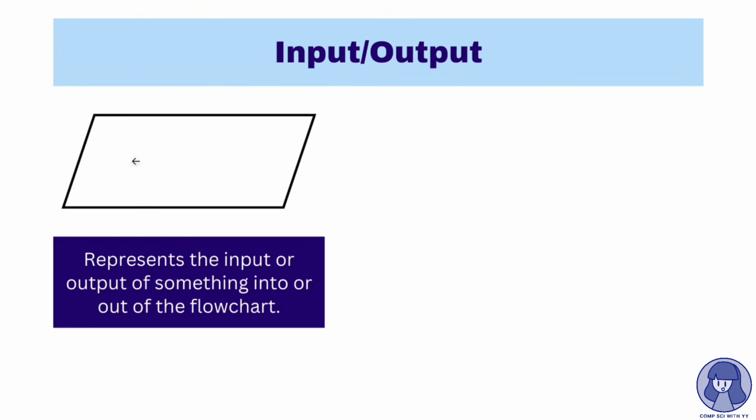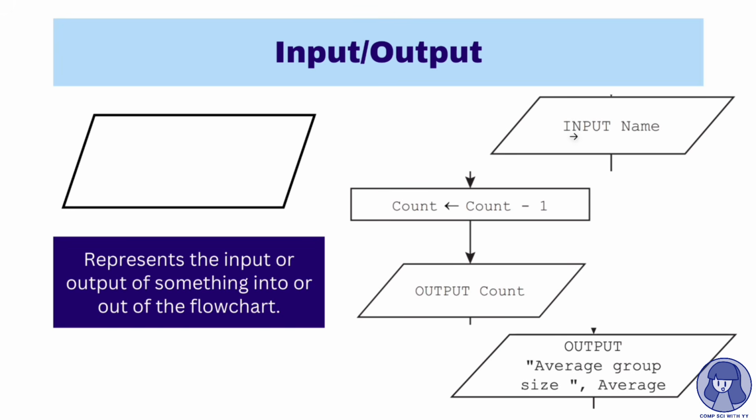Okay, so for inputs and outputs, we use this parallelogram. And then inside of it, we write the pseudocode of what we want to be inputted or outputted. We could get the user to input something into a variable, or we output the contents of a variable, or we can also add like a meaningful message alongside the variable contents.